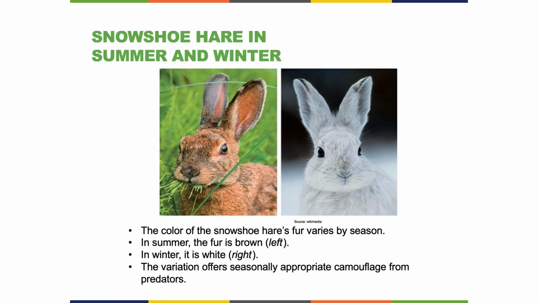Take the snowshoe hare. Okay, we live in Michigan. You get up north, we've got snowshoe hares, and in the summer the hare's fur tends to be brown, and yet in the winter its fur turns white. And the reason for that is because by changing, it allows it seasonally appropriate camouflage.